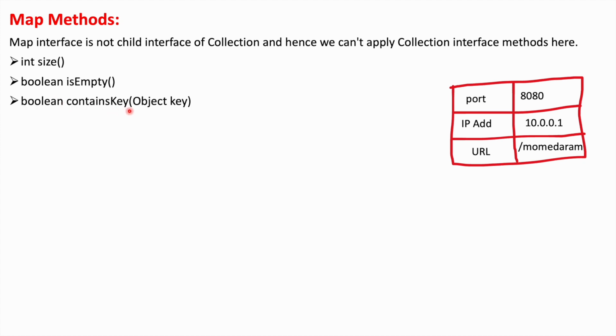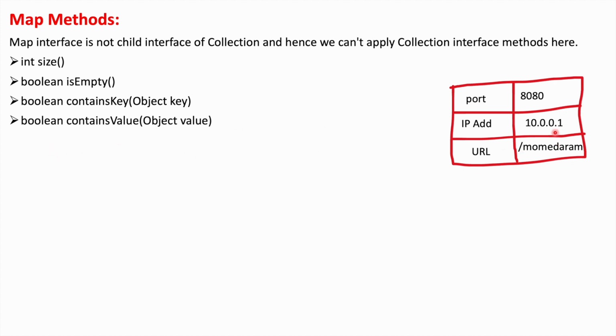containsKey: if you want to check whether a key is there or not, for example whether port, URL, or student ID 123 is in the map, we use the containsKey method. If the key is there, we get true; if it is not there, we get false. If you want to check whether a value is there or not, we use the containsValue method. If the value is there, this method will return true.